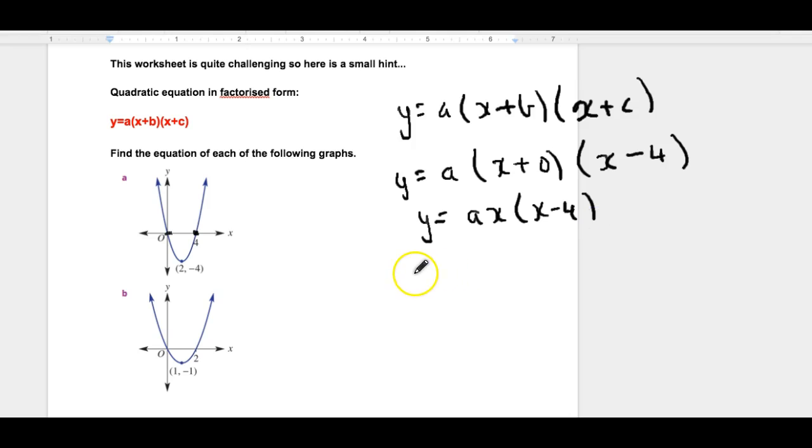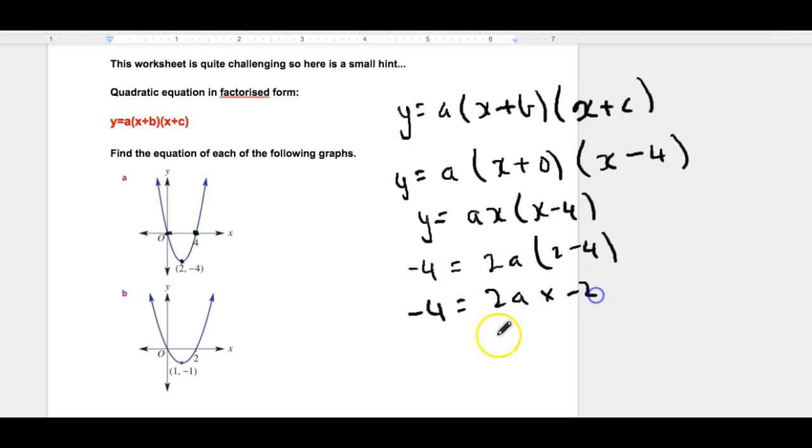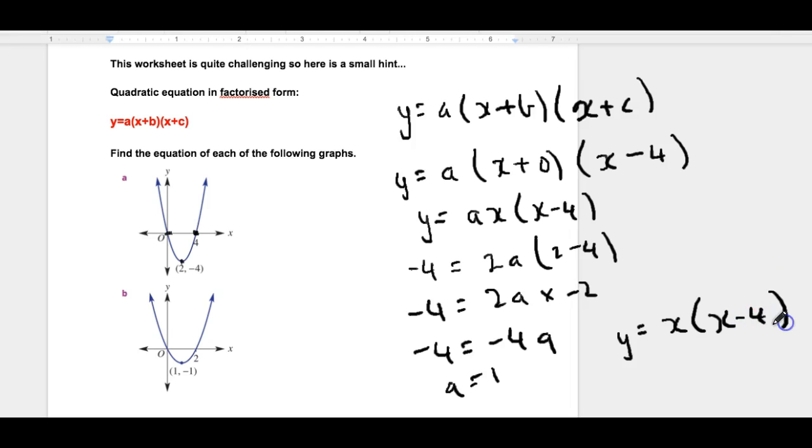Now I can substitute in another point. Because I've already used my x-intercepts, I have to use this turning point now. So I've got -4 equals 2a, 2 minus 4. And let's just tidy that up. 2a times -2, -4 equals -4a, and a equals 1. And let's just write that over here. So we've got y equals, remember a was 1, so we don't write that in. So I'm going to substitute into here, x minus 4.